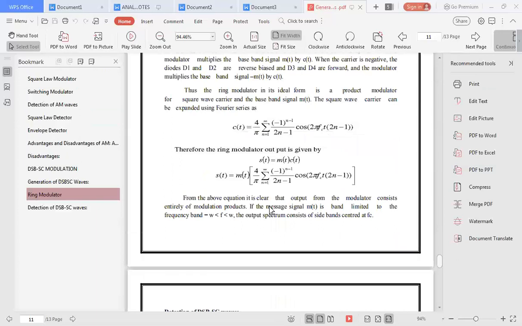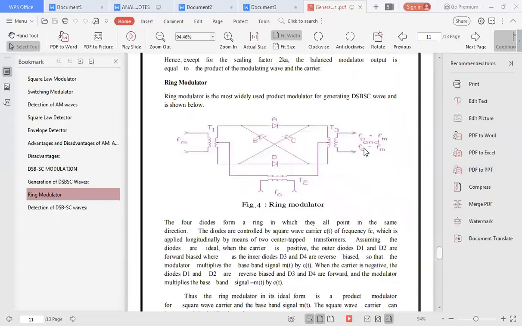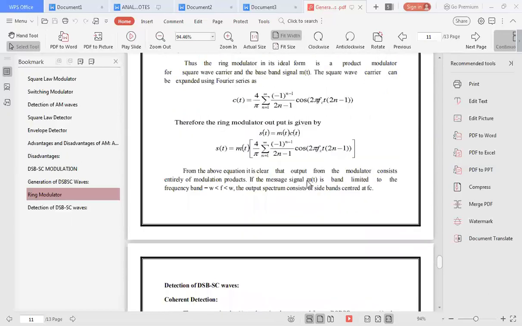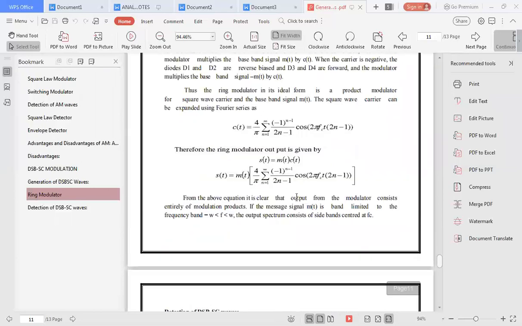Now according to this, we get two sidebands, fc plus fm and fc minus fm, that is nothing but a DSBSC signal, double sideband suppressed carrier signal. Now these are the generation methods.